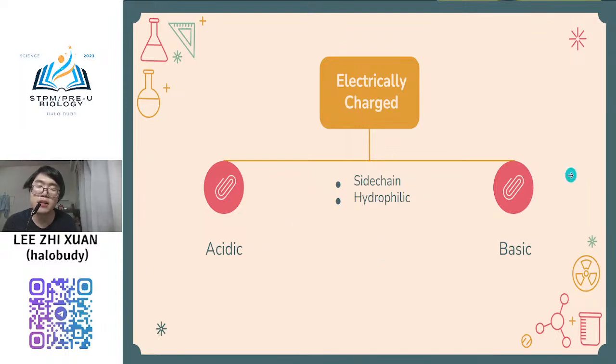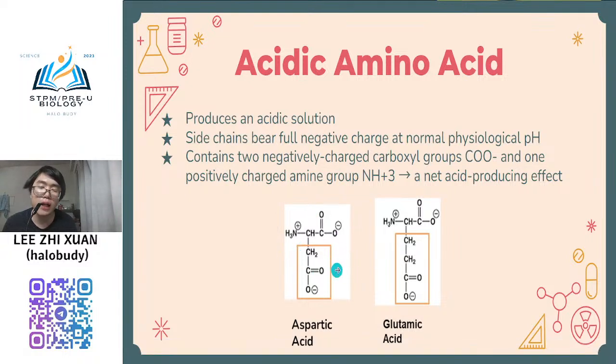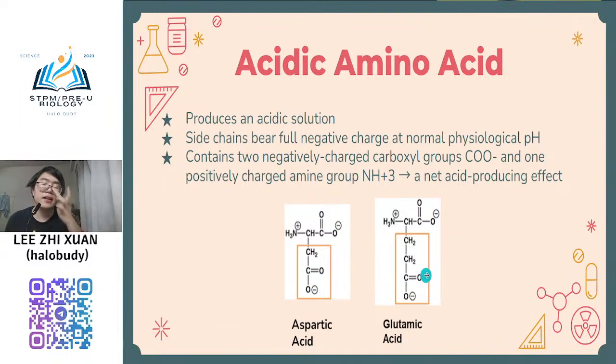Acidic is based on the side chain. So you can see acidic amino acids, one of the examples is these two, aspartic acid and glutamic acid. Already mentioned acid. Why? Due to the side chain, they also contain a carboxyl group here. You can see they also contain a carboxyl group here. So when they dissolve in water, in acid solution, they will release hydrogen ions so that they will produce an acidic solution.